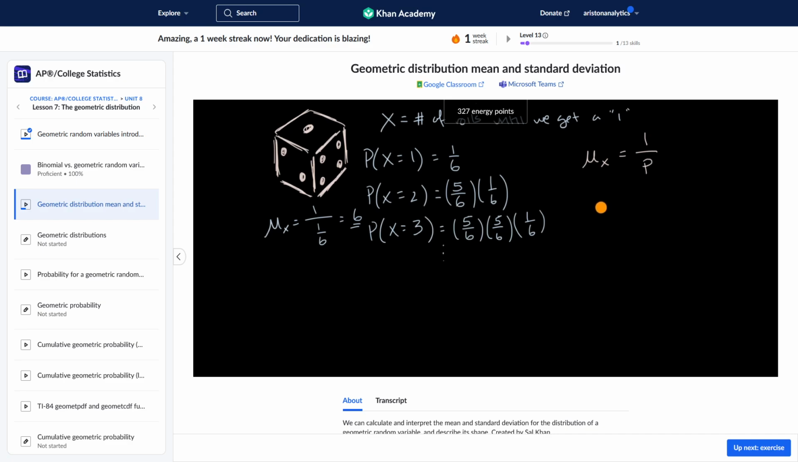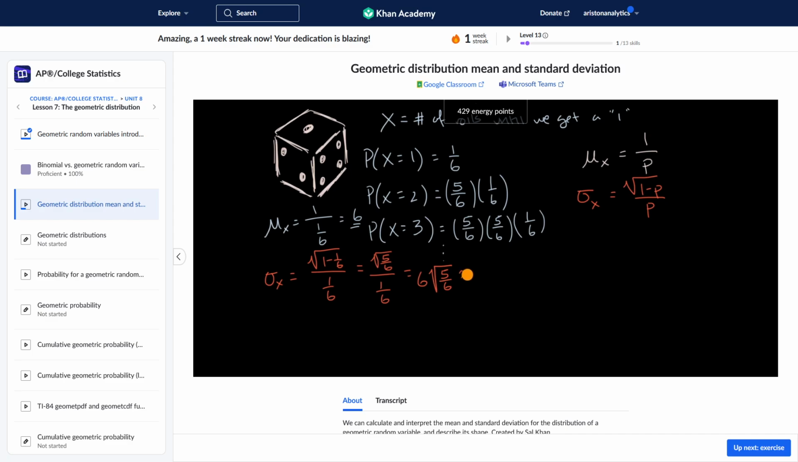Now another question is, what's a measure of the spread of a geometric random variable? We don't prove this in another video, maybe I'll do it eventually, that the standard deviation of a geometric random variable is the mean times the square root of 1 minus p, or you could just write this as the square root of 1 minus p over p. Now in this situation, what would this be? Well, the standard deviation of this geometric random variable is going to be the square root of 1 minus 1/6, all of that over 1/6. So this is equal to the square root of 5/6 over 1/6, which is equal to 6 times the square root of 5/6.